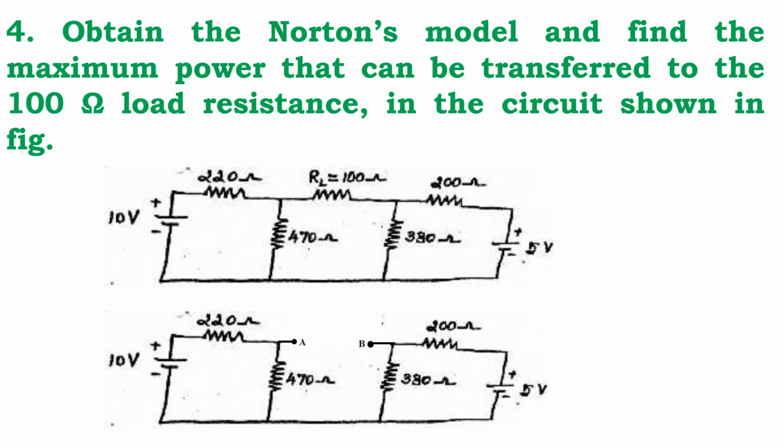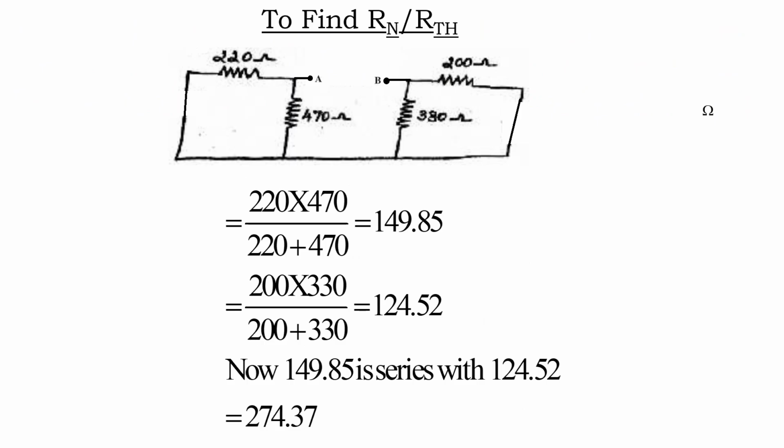So, I remove the load as mentioned in the question, then I redraw the circuit, this is the circuit I obtained. Then the first step is to find out the RN or RTH. If it is a Norton, it is RN, if it is a Thevenin, RTH. For the maximum power transfer theorem also we can mention it as RTH. Then as the rules say, voltage source short circuited, current source open circuited. I applied the rule, then I got this circuit.